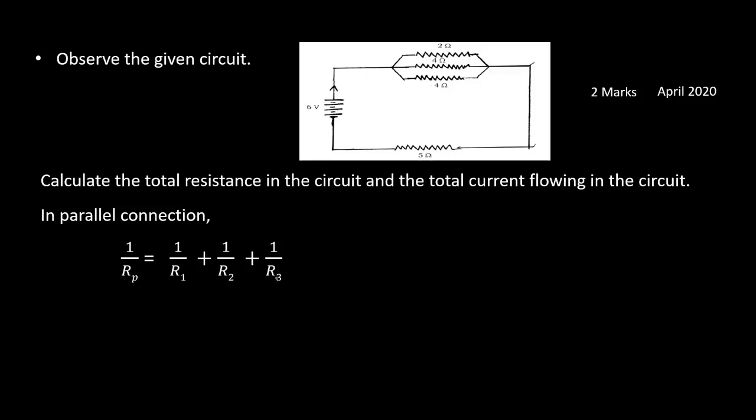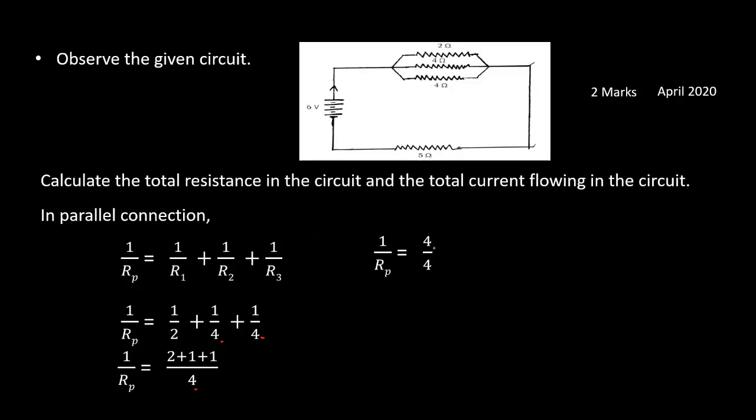Substitute the values of R1, R2 and R3. 1 divided by Rp is equal to 1 divided by R1 is 2 plus 1 divided by R2 is 4 plus 1 divided by R3 is 4. LCM of 2 and 4 is 4. So we write this as 2 plus 1 divided by 4. 2 plus 1 is 4. 4 divided by 4 is 1. Therefore, Rp is equal to 1 ohm.